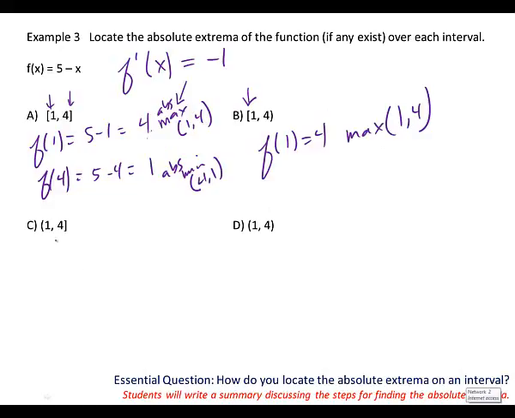What about in C? If we look at an interval like C, which one is the only valid point? The 4. So I already calculated that f of 4 is 1. Was it a max or a min? So there's a min at 4, 1. What about on D? Neither. We don't have any extrema in that interval, so we'd say no extrema.